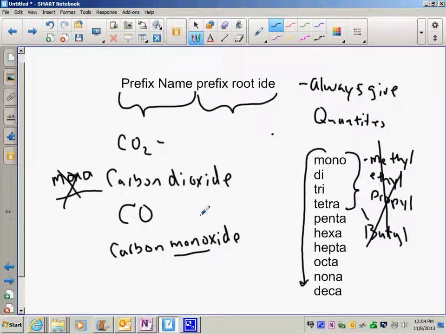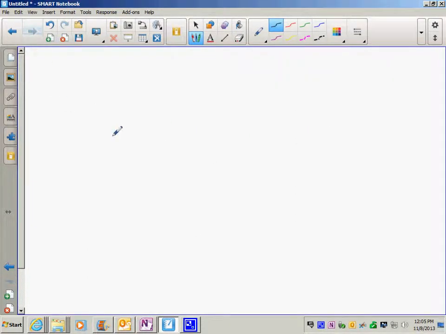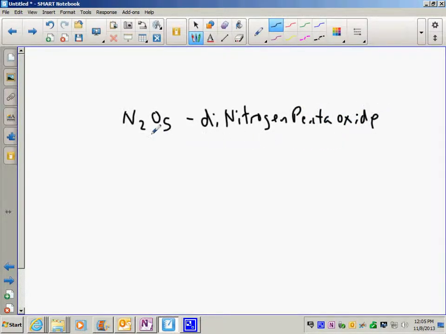As we move on, we could do a few examples, I guess. Let's say, for example, N2O5. This could be called dinitrogen pentaoxide. Very simple, okay? And of course, if you're going backwards, we could call it carbon tetrachloride. This would be simply 1 carbon and 4 chlorines.